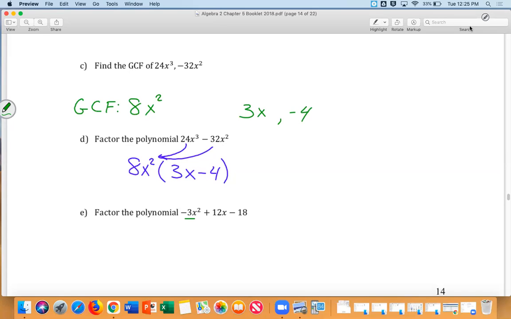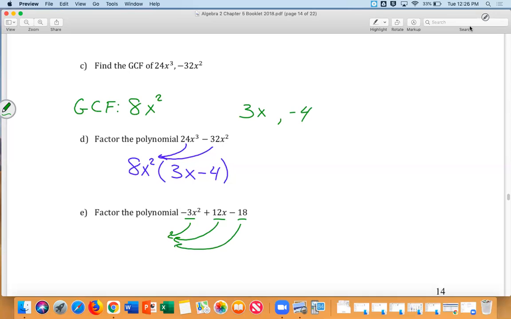What do they all have in common here? What can I take out of all the pieces? Jake? 3. And that's it. Because they don't all share x. I have x's here, here, but I don't have anything with the 18. So I can't pull out an x from all. But they're all numbers. So does the number go into 3, 12, and 18? Jake said, yeah.